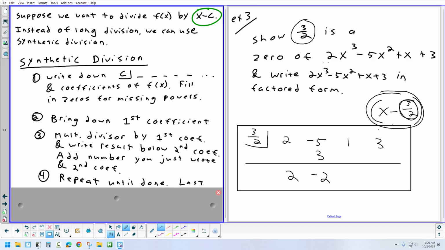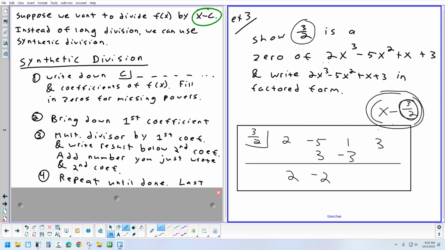Now, you're going to keep repeating this until we're done. So let's do it again. What's 3 halves times -2? Yeah, -3. Add that column up. 1 plus -3 is -2. And one more time. 3 halves times -2. That's what we just did last time. It's -3. Add that column up. We get 0.